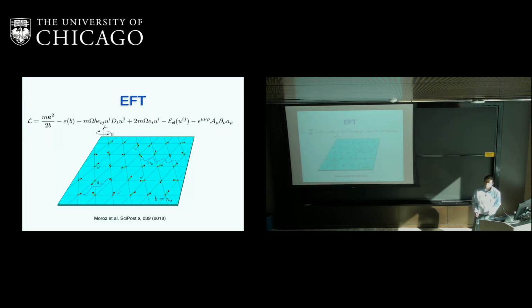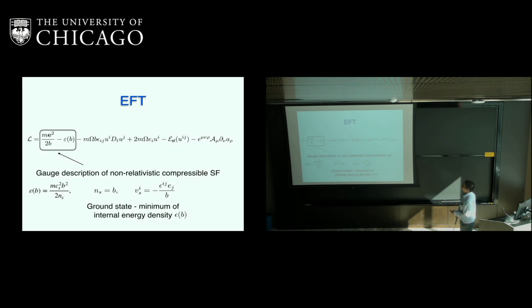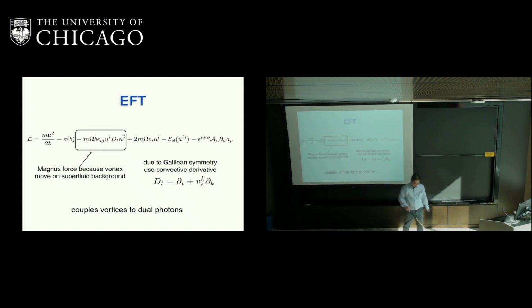Okay. So here is the effective theory of the vortex lattice. This is a paper by Sergei Moroz, Carlos Hoyos, and a student at Munich. I will explain in detail each term. The first term is the gauge sector. The second term is a Magnus force. The reason we have this term is that when the vortex is rotated and moved in the medium of a superfluid, it feels a Magnus force.